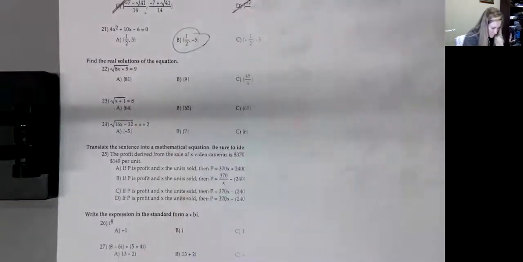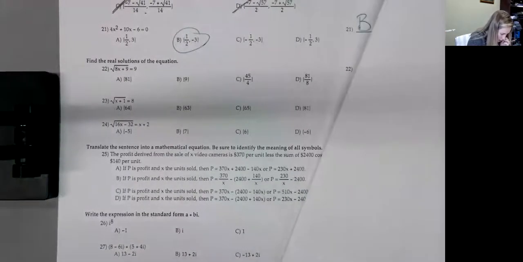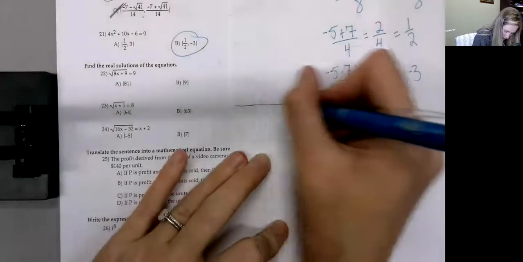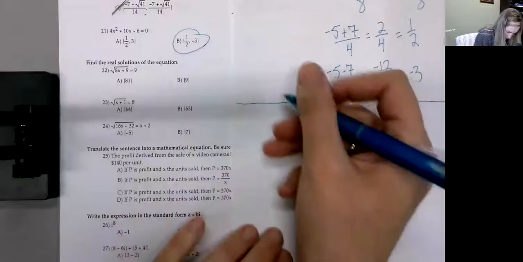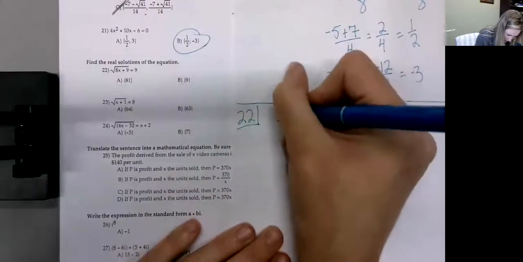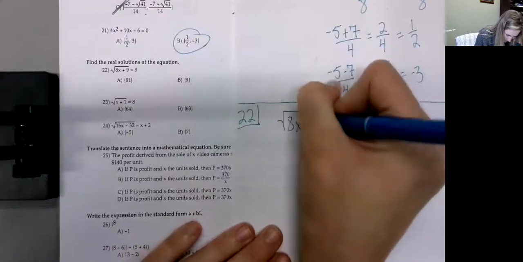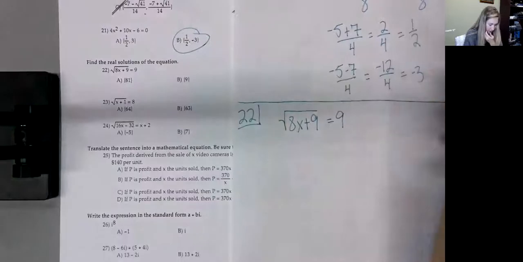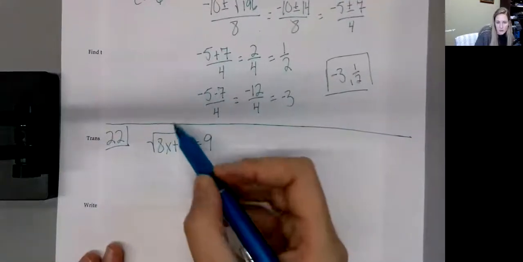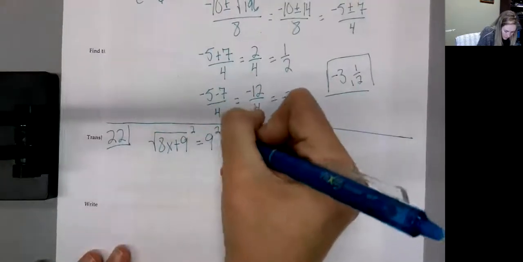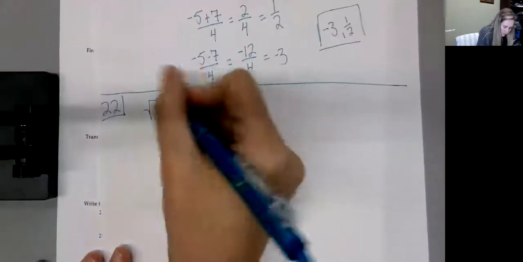Okay. Find the real solution of the equation. So on these, just like our homework, just be sure you remember to check them. So the inverse of the square root would be to square this. So we're going to square both sides. So that would get rid of our square root.